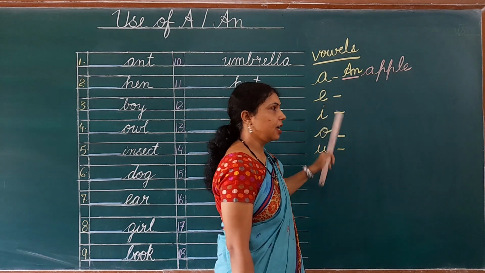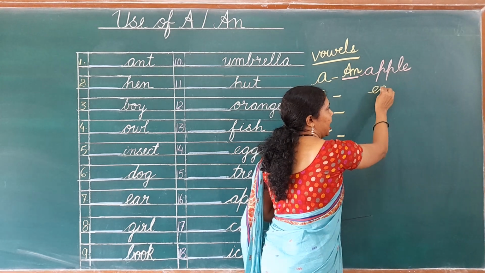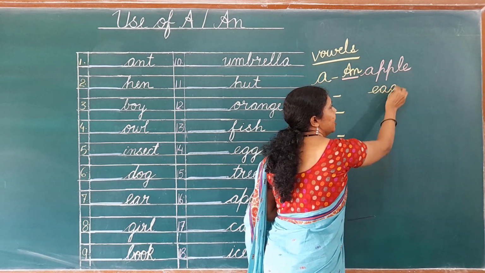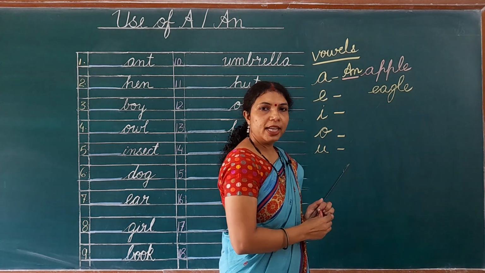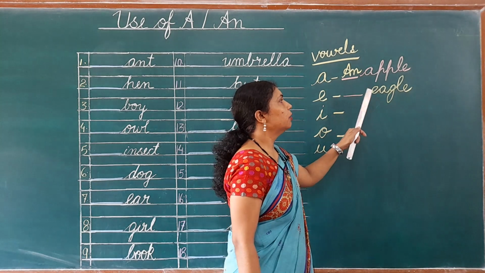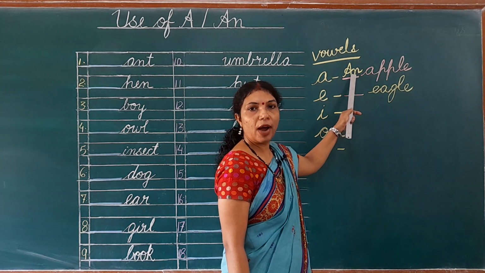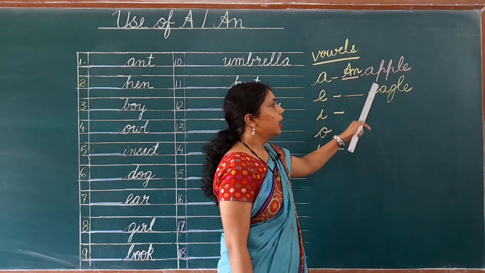I have written here E A G L E, eagle. What is this? This is eagle. Before E we will use an. Why? Because E is a vowel.